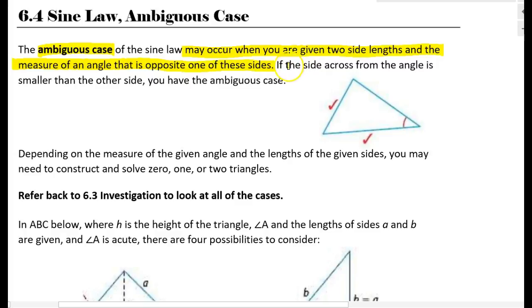Okay, so if the side across from the angle is smaller than your other side, you have the ambiguous case. So this sounds very bizarre. This triangle gives you a picture. If we called this side M and this side N, we would have the ambiguous case if M is smaller than N. Okay, if it's bigger than N, that was that last scenario I was describing where it only has one triangle because it's too long to give us a second one.